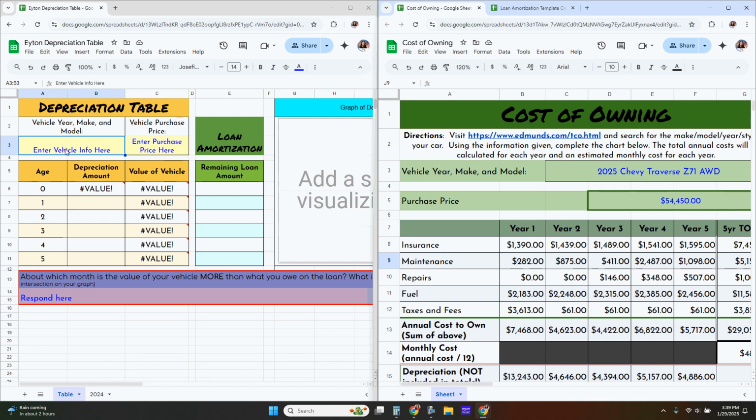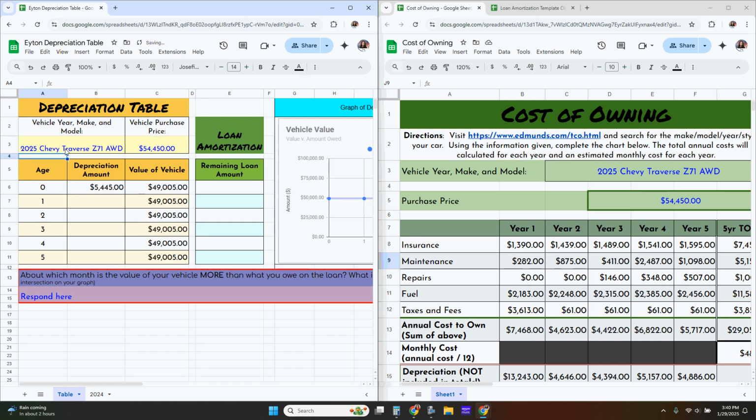So the depreciation table, I'm going to go ahead and enter in my vehicle information, the 2025 Chevy Traverse Z71. Okay, the purchase price of my vehicle was $54,450. Okay, and so you'll see as I updated that, some information on my spreadsheet also updated.